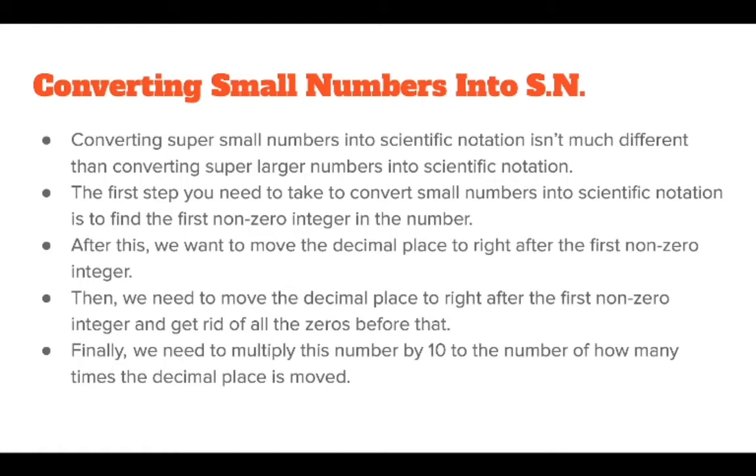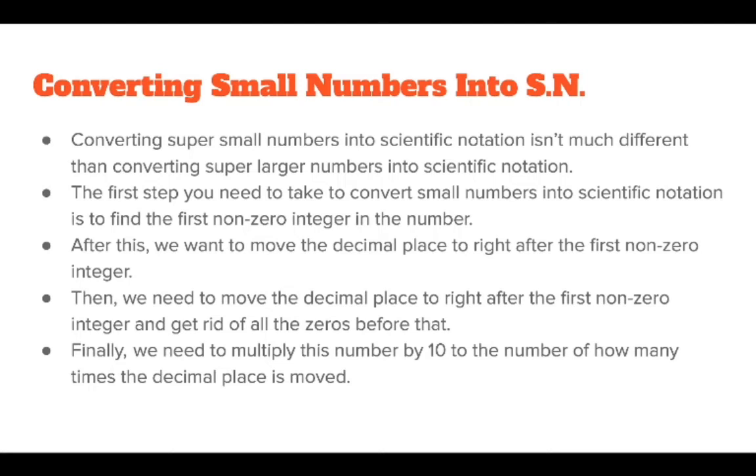Then we need to move the decimal place to right after the first non-zero integer and get rid of all the zeros before that. For example, it would look like this, 6.69. After this, we need to multiply 6.69 by 10 to the negative fifth. We need to multiply it by negative 5 this time because we're making it smaller.